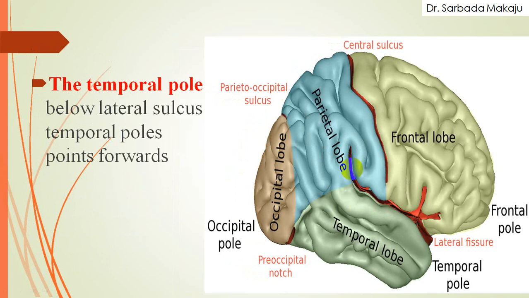Now, the temporal pole. This area is known as the temporal pole. It is located just below this sulcus, which is known as the lateral fissure. The temporal pole is directed forwards and downwards.